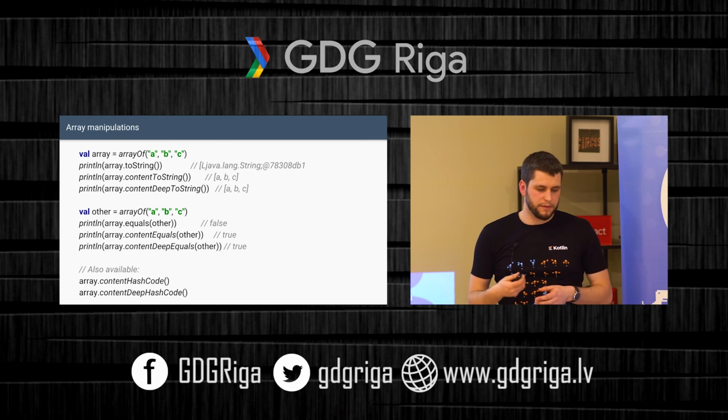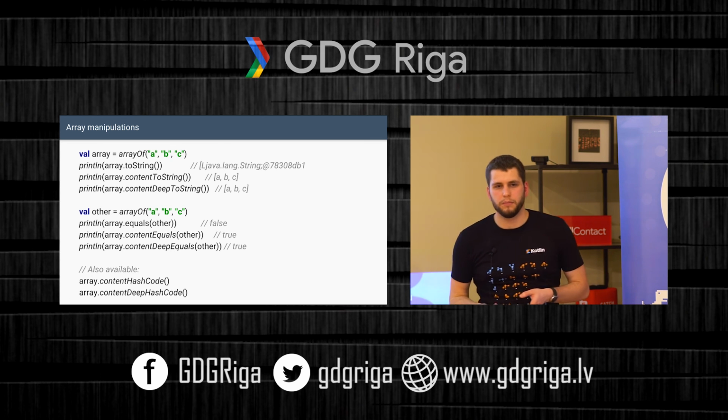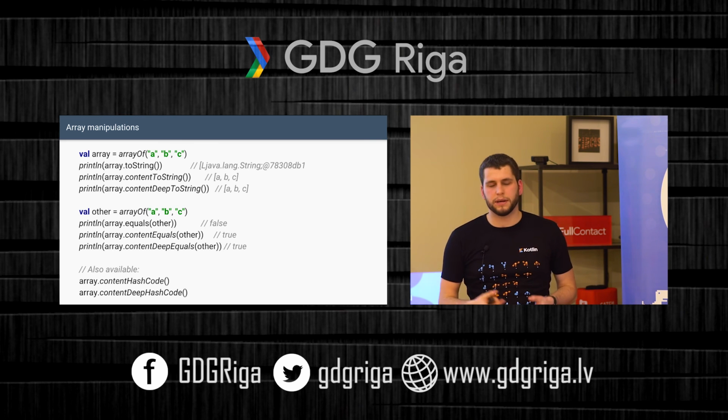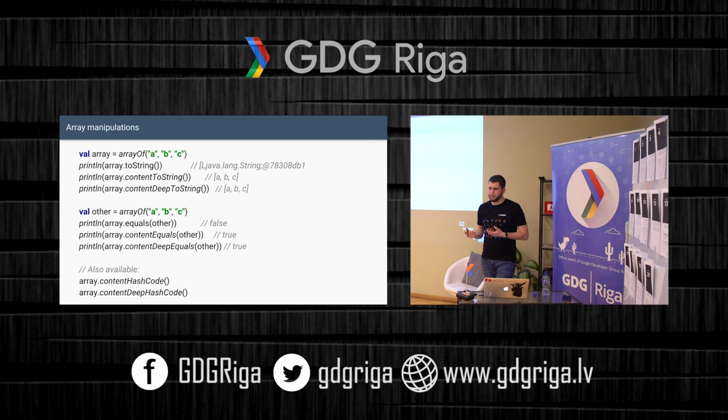Other than that, they have similar stuff for equals, because since the arrays in Kotlin are actually objects, not primitives, equals on the arrays works as it works on objects. So you need to have contentEquals to say that those two arrays actually have the same content, not that they are the same array. And the same goes for deepEquals. It goes inside of the object and checks if those are equal also. And the same goes for the hash code. So just like that.